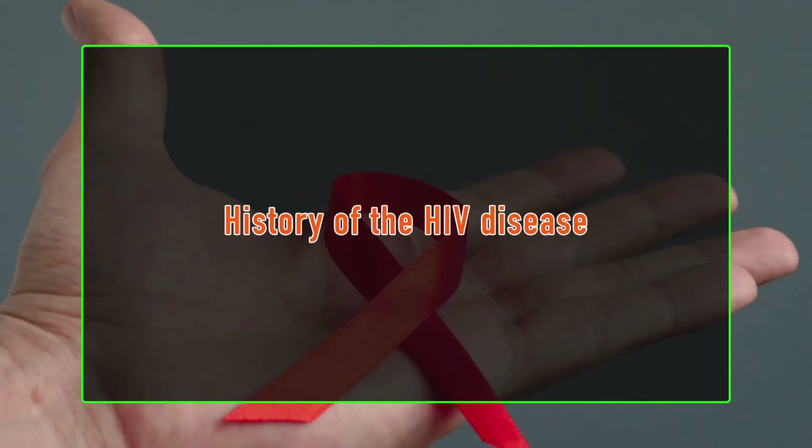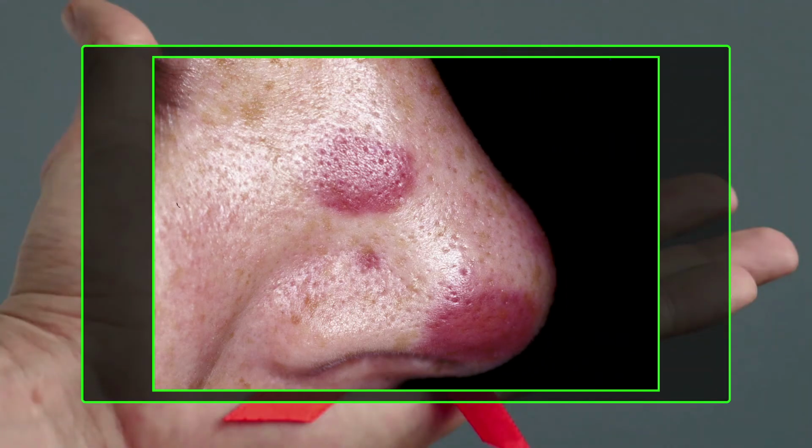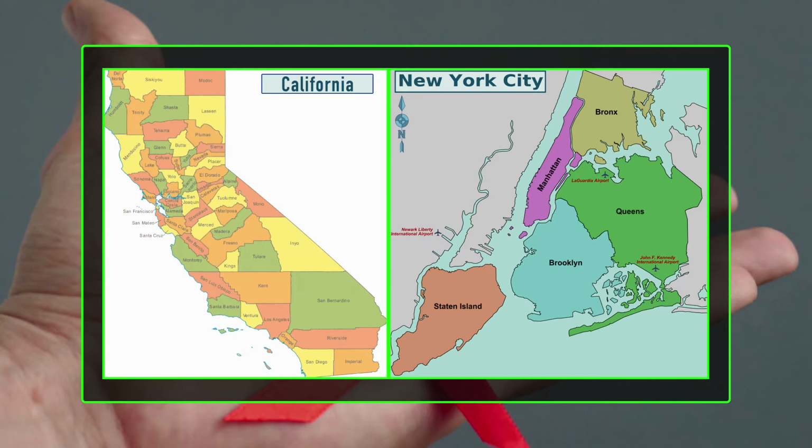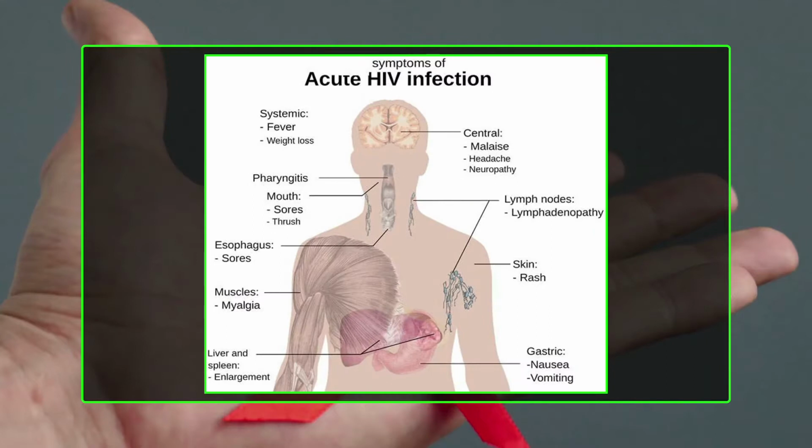Now a brief history of the disease. Just over 3 decades ago, a new outbreak of opportunistic infections and Kaposi sarcoma was reported in a small number of homosexual men in California and New York. This universally fatal disease was eventually called acquired immunodeficiency syndrome, or AIDS, as it resulted in complete loss of CD4 positive T lymphocytes, which are important components of the immune system.